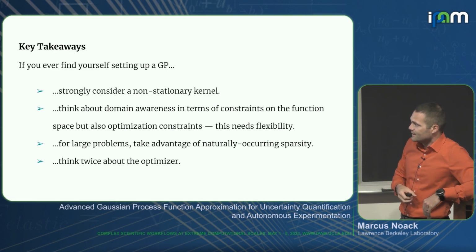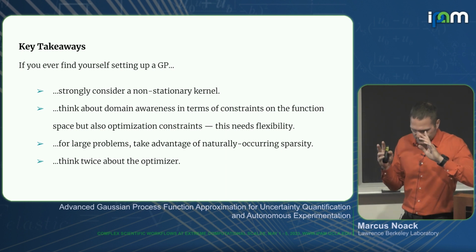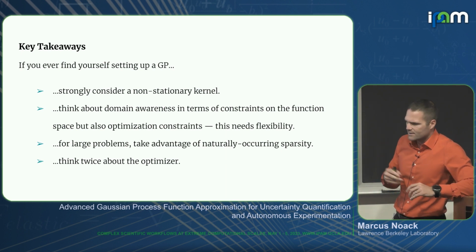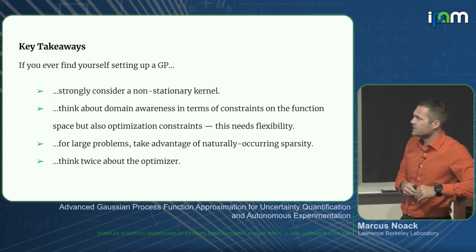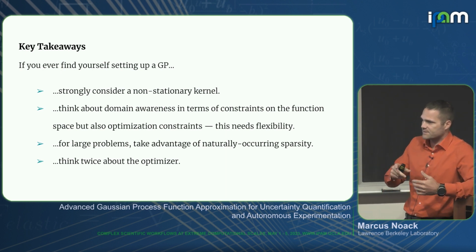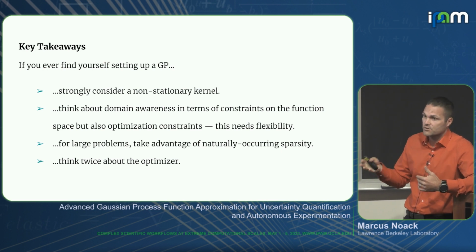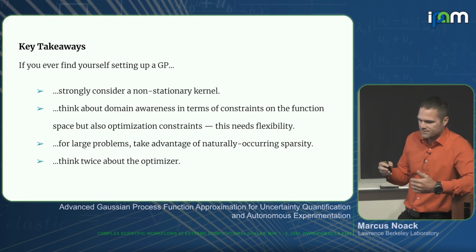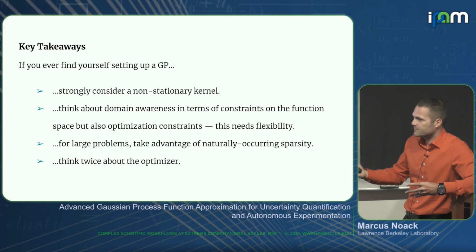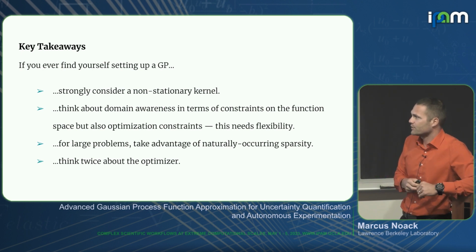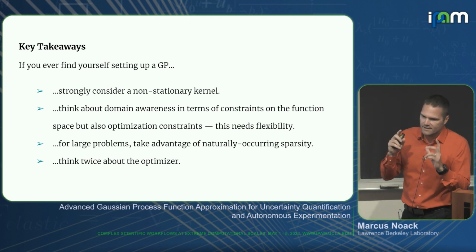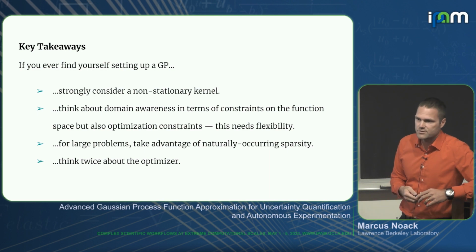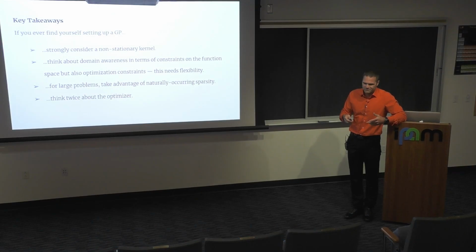Okay, key takeaways. If you ever find yourself setting up a GP, try to use the non-stationary kernels. Think about domain awareness. That's super, super helpful, especially in data sparse scenarios. But be aware that especially these optimization constraints, they do need extra flexibility. So you basically go back to your non-stationary kernels and make sure they have enough of that flexibility. For large problems, there is this naturally occurring sparsity often. Think about how to use that for your benefit. And then really, as these GPs grow in complexity, really think twice about which optimizer you should use. Normally, purely simple global ones and the local ones, they often don't cut it anymore.